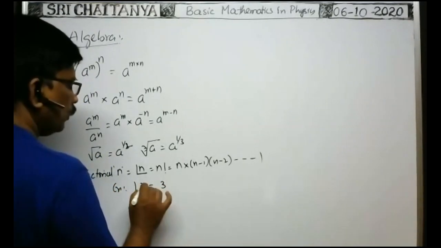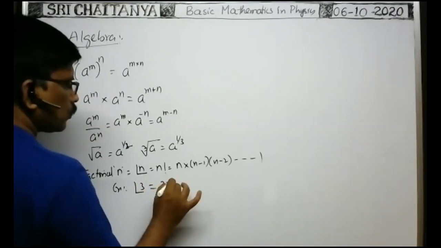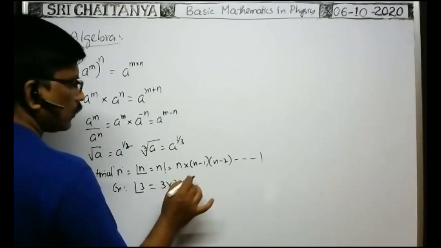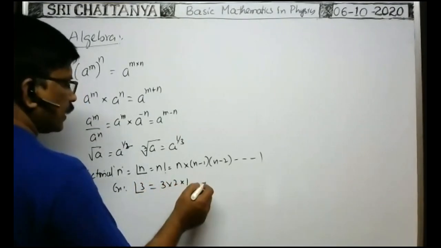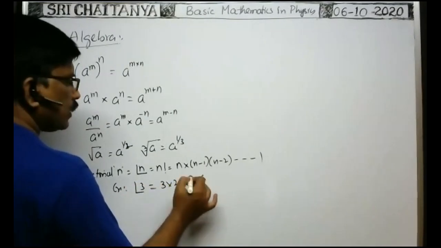That is equal to 3 into we had reduced by 1. So 2 we have reduced by 1. 1. So up to 1 we have written. That is equal to 6. So factorial 3 is equal to 6.